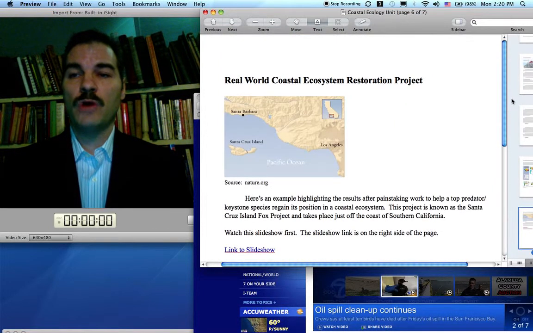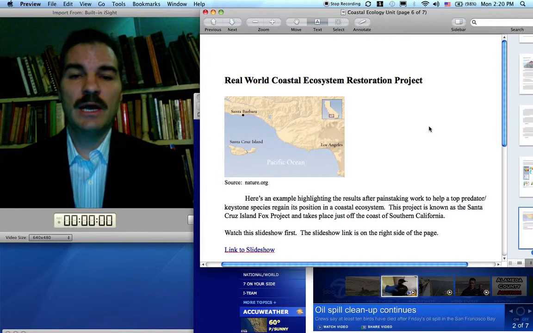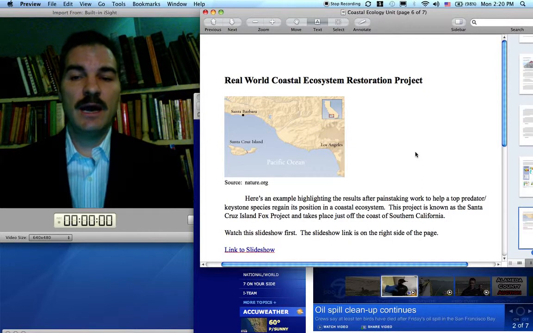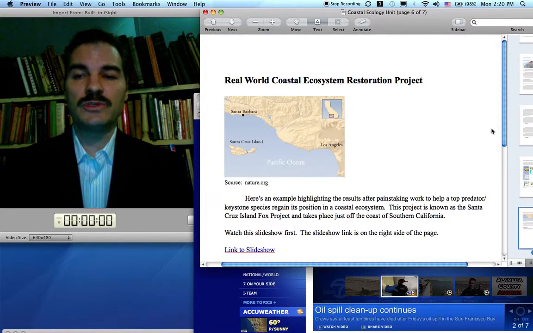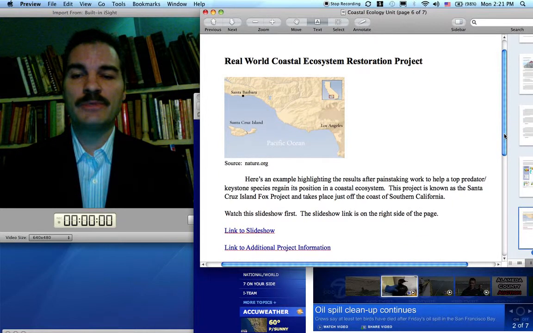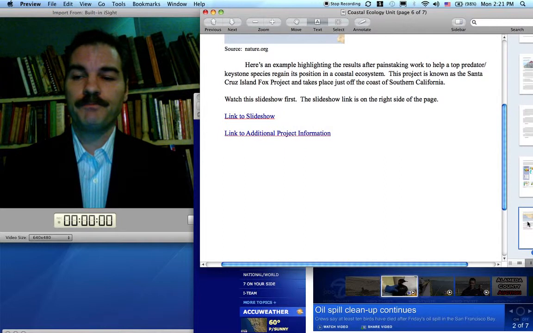Also, this is a terrific project which took place on Santa Cruz Island involving the keystone species. In this particular ecosystem, it was the Santa Cruz Island fox. So this group went to great pains to reestablish the population of fox on that island and actually bring some balance back to that ecosystem, which was not doing very well because of the absence of that fox for a number of reasons.